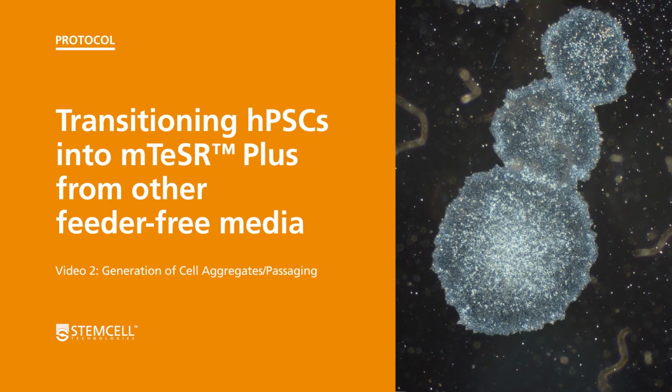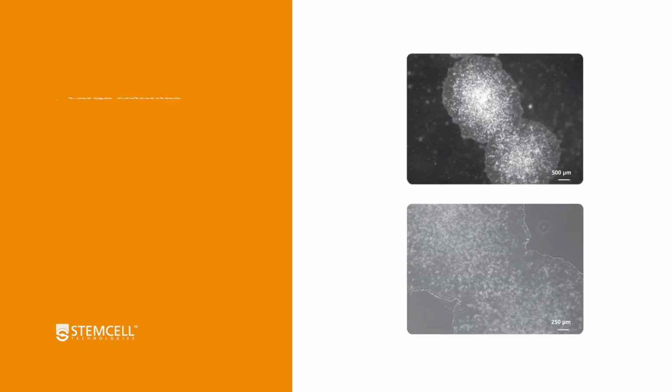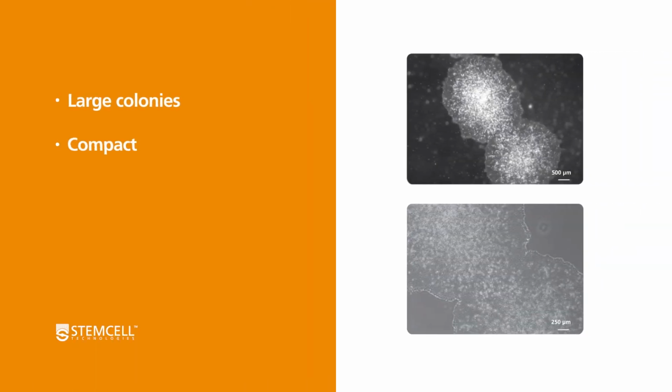Here, we will describe how to generate a cell aggregate solution using either ReLeSR or gentle cell dissociation reagent, GCDR. PSCs are ready to be passaged when the majority of colonies are large, compact, and have dense centers compared to their edges. Also, it is common to see colonies merging together at the time of passage.